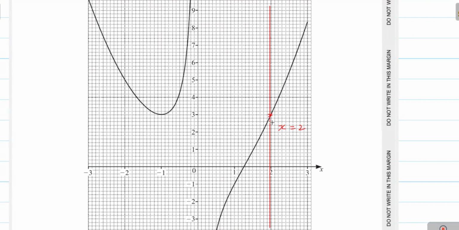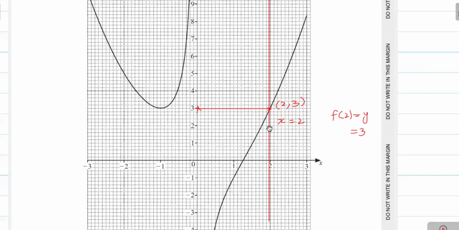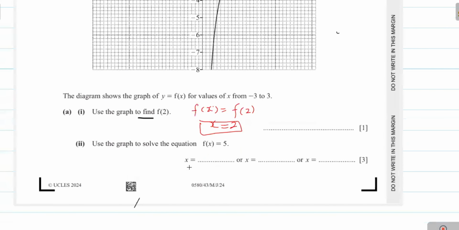This straight line intersects the graph at this position, and this is the position where it cuts the graph. Now we see the value of y at x equal to 2. Look here, the value of the y coordinate will be 3. Therefore, the coordinates at this position will be (2, 3), and f of 2 equal to y, therefore this value equal to 3. Now the answer is 3. We will write here f of 2 equal to 3.